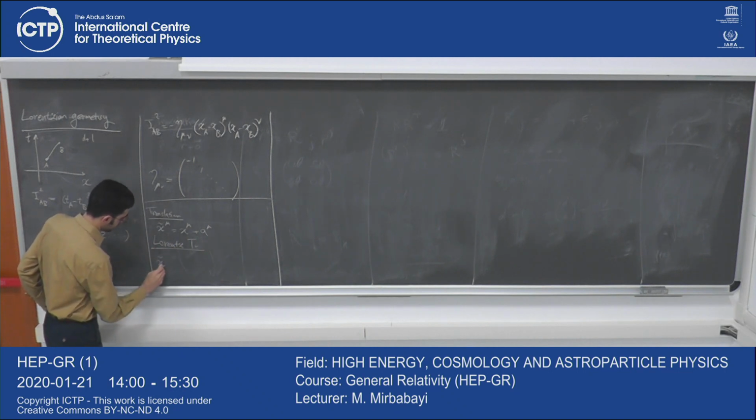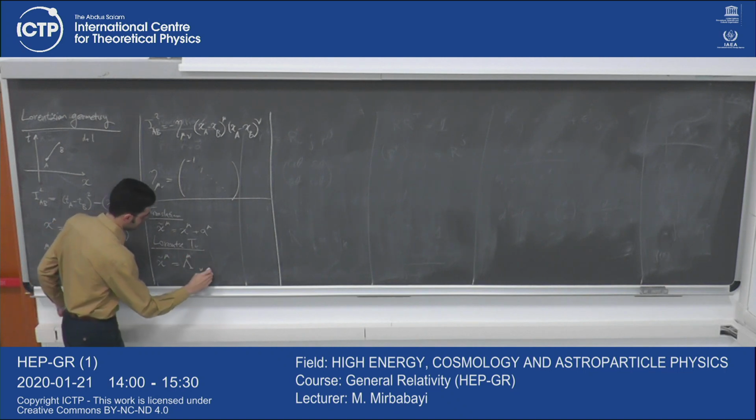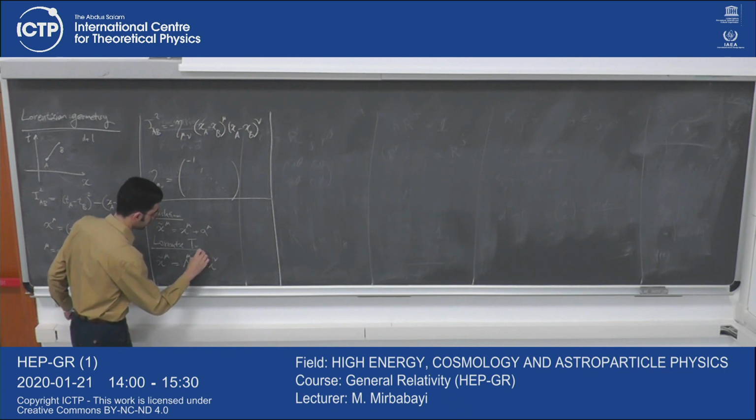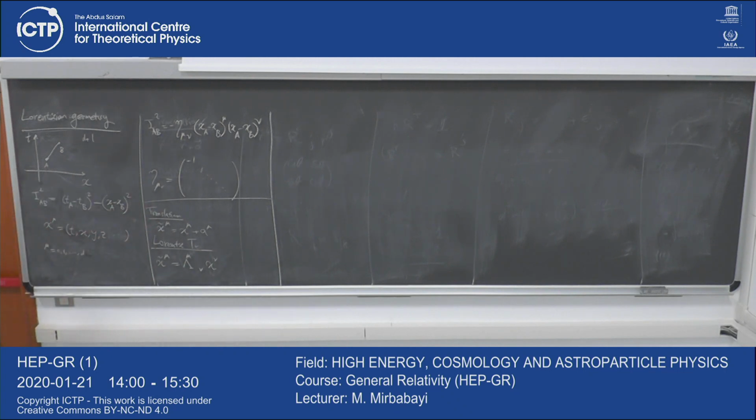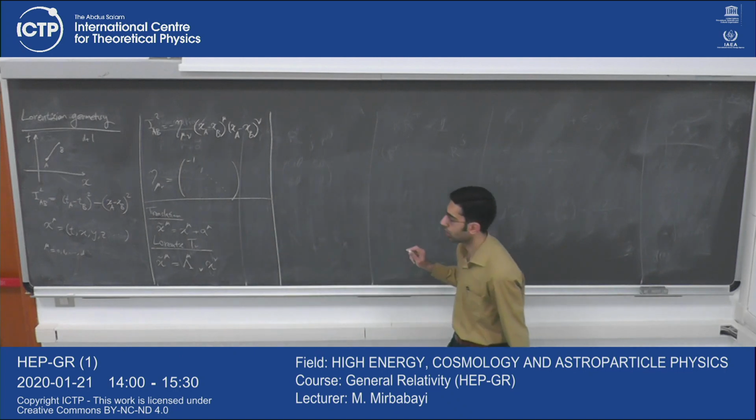And in this matrix notation, we denote them by lambda. So we have lambda mu nu times x nu. And when we put them together, we have Poincare transformations. So just these two together, they are called Poincare.